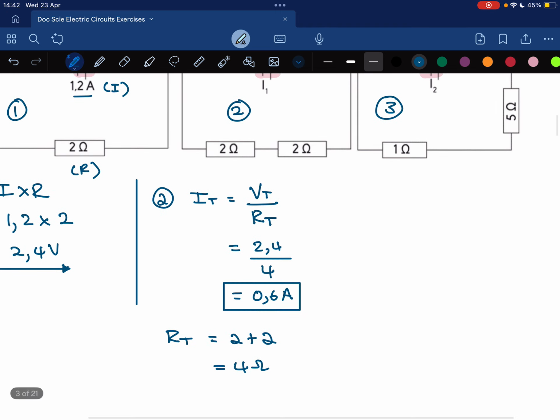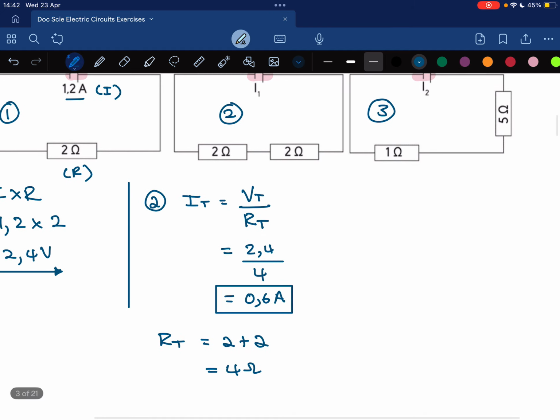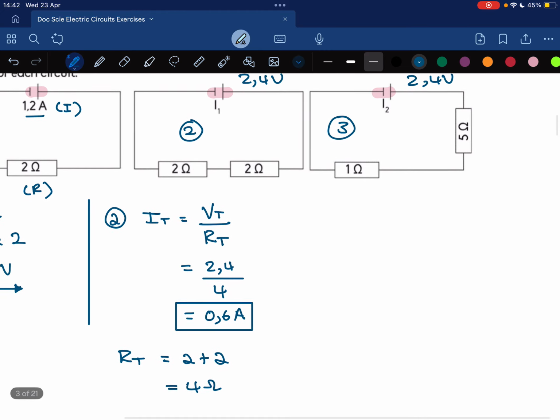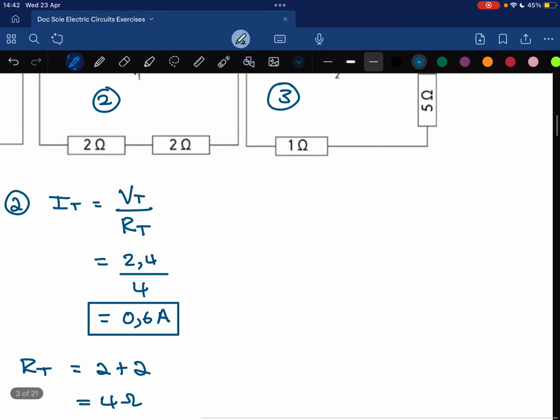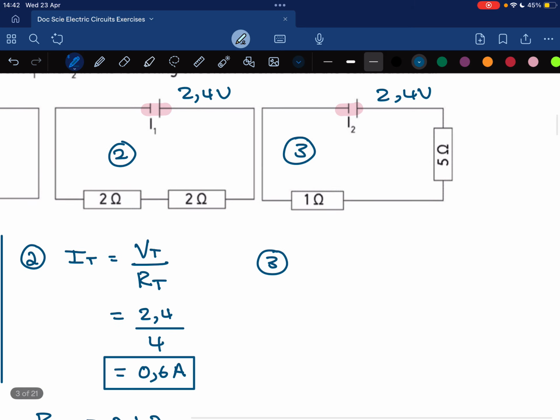Okay, so now it says that you need to calculate I2. So if I look at I2, again, I have the same issue. I have the total voltage. I need to figure out what the total resistance is. So R total is just 1 plus 5, which is 6 ohms. Okay, again, it's just a series circuit.